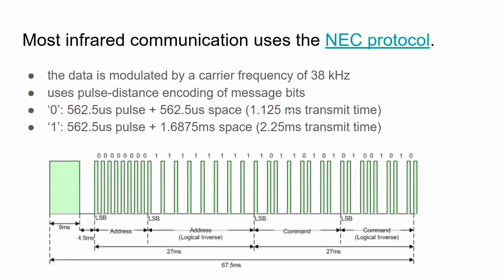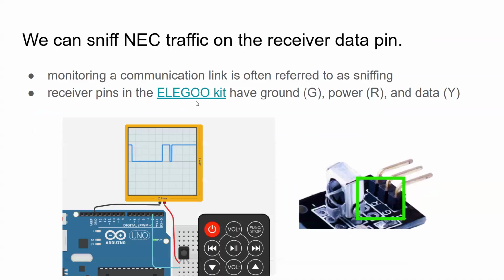So the ones do take a little bit longer to transmit, but they use this method called pulse distance encoding, right? The distance between pulses is, in a nutshell, what is being used to encode 0 and 1. So they're a little bit different. That's cool.